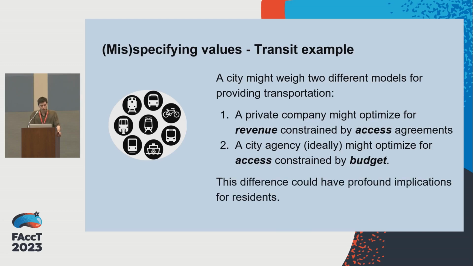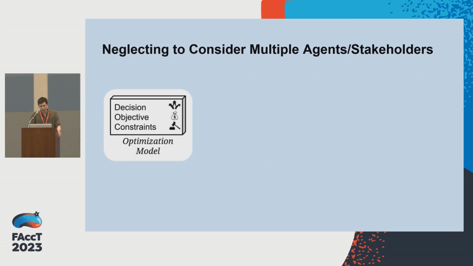So these two approaches to revenue management would lead to different realities for people in cities, and this toy example demonstrates that the same two considerations, money and access, can be treated either as a constraint or as an objective in an optimization. So now I'll talk about another failure mode that can arise when applying optimization in real-world contexts. This category of emergent problems arises when optimization neglects to consider multiple agents or stakeholders in an optimization.